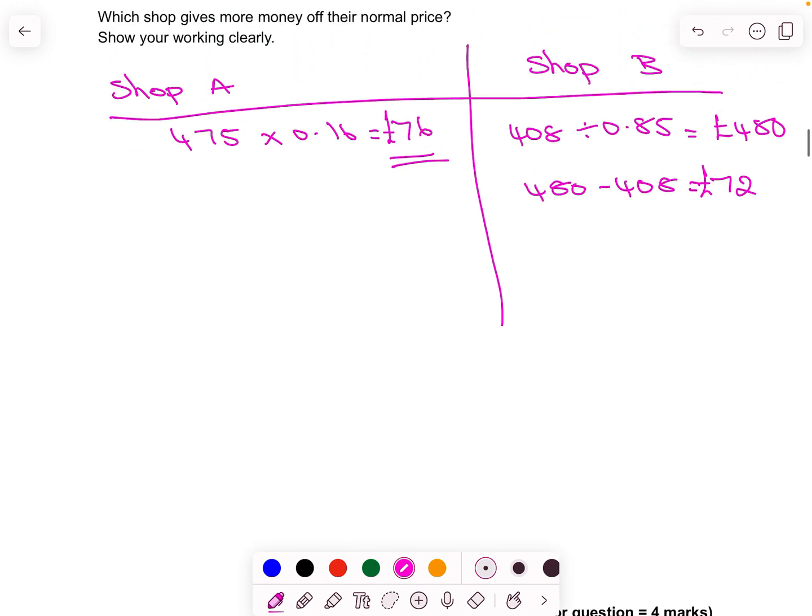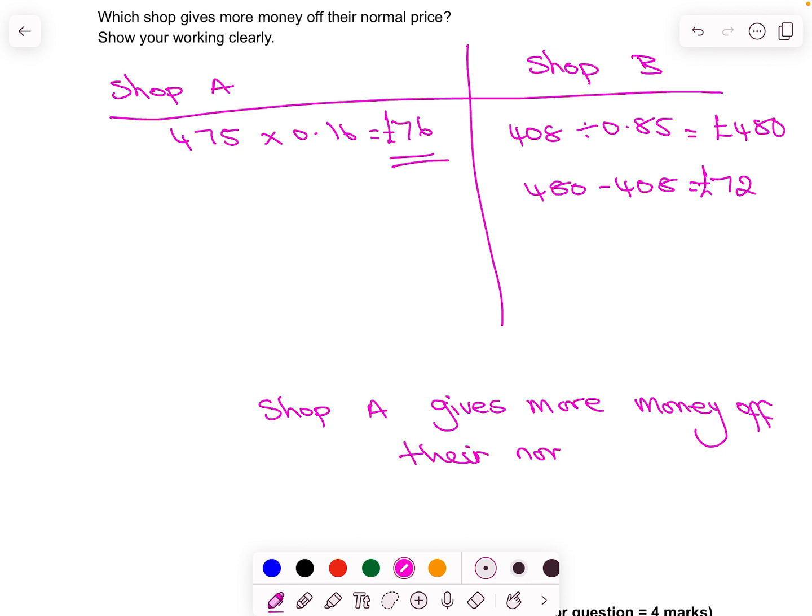And so our answer, we've done all our working out, so we've got almost all our marks. We've got 3 marks so far, and then our last mark is shop A gives more money off their normal price. And that's what you should write as your final answer.